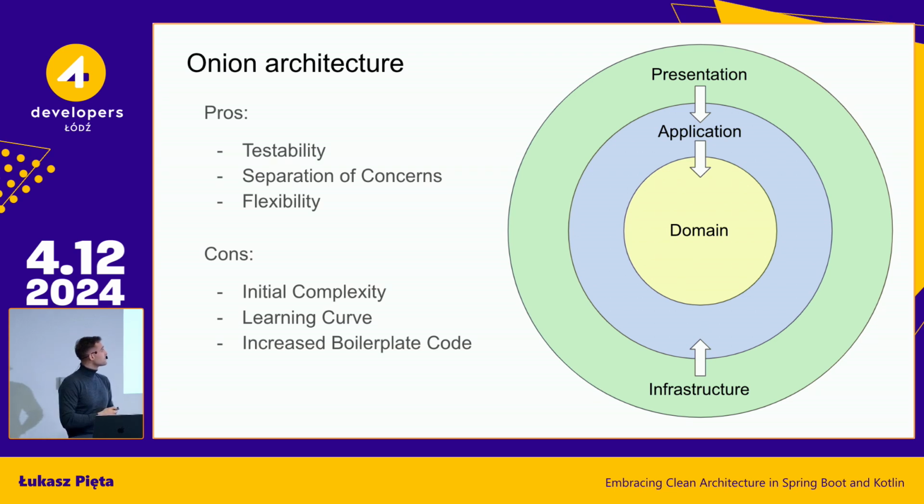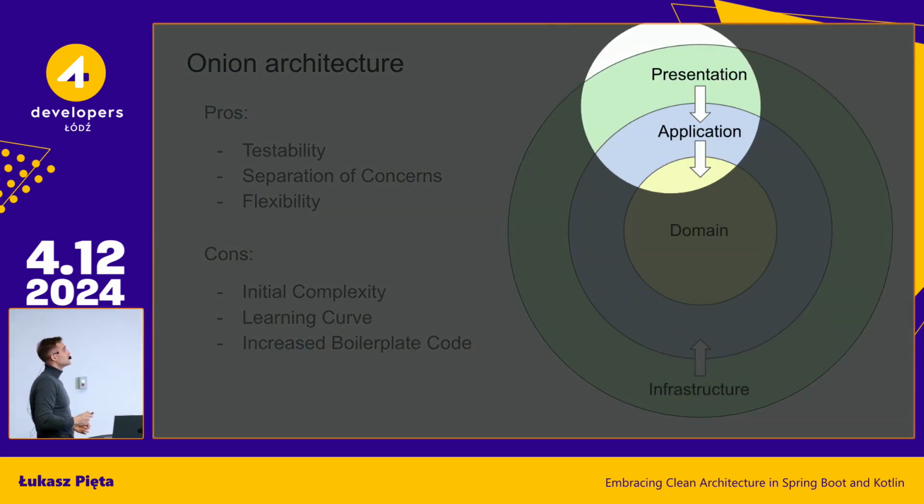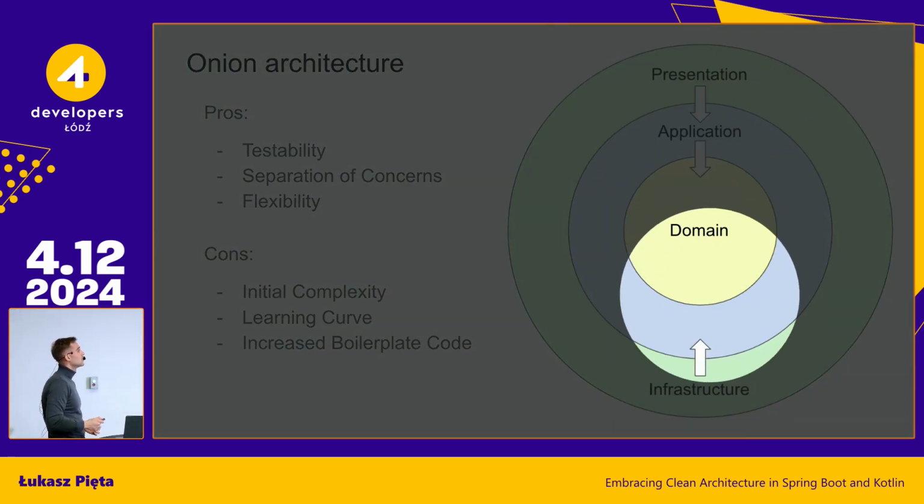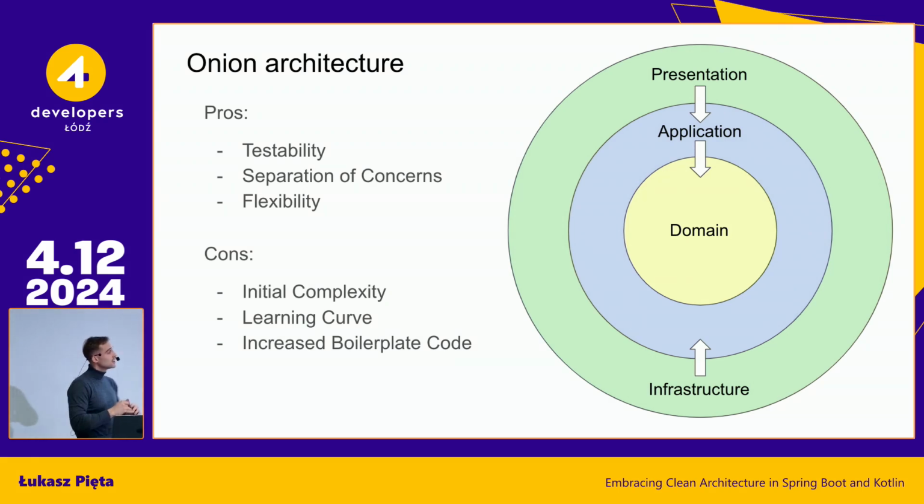The clue here is that when you take a look at these arrows, they're always coming into the domain. Domain doesn't know about application. Application doesn't know about presentation or infrastructure. That's the rule of thumb here. And of course, it's highly testable. It's well separated. It's flexible because we can replace the database. We can replace whatever we have at this outer layer. However, it's more complex. There is more boilerplate code. It's harder to start, so there is a learning curve.